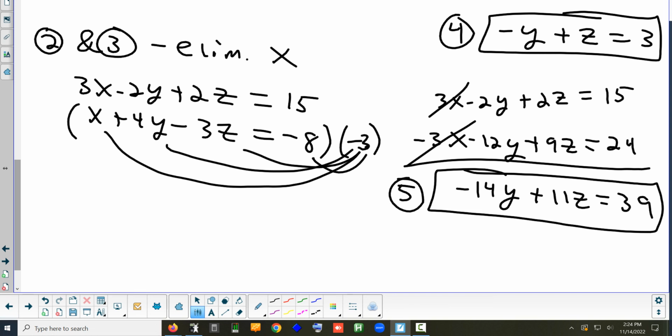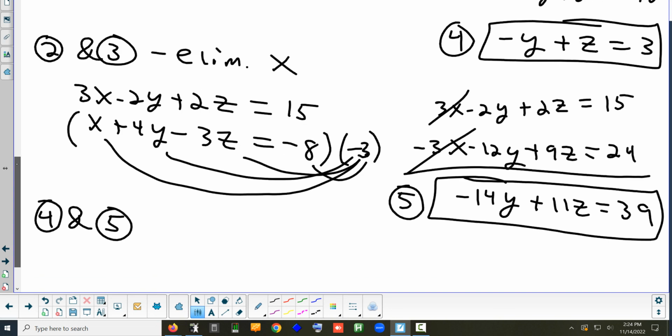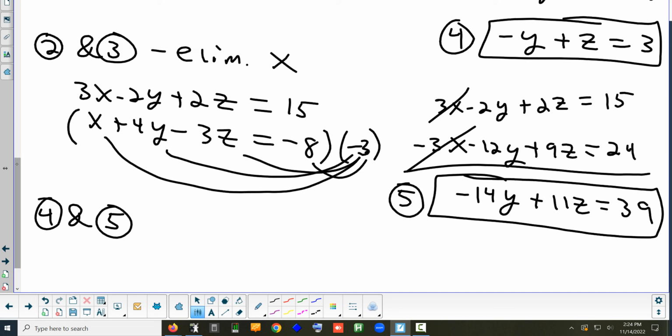Now, we're finally down to a problem like I started you with 2 problems ago. We have 2 equations, and we have 2 variables. So now, let's use equations 4 and 5. And this is the step where now we're finally going to start getting an answer for either y or z. Okay, so you get to pick. Looking at equations 4 and 5, do you want to try to eliminate the y's or the z's?